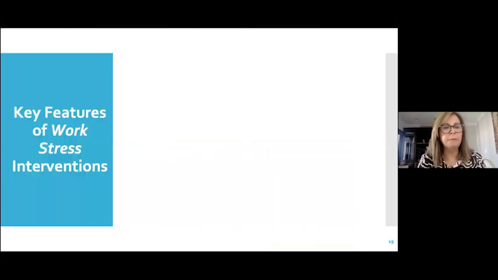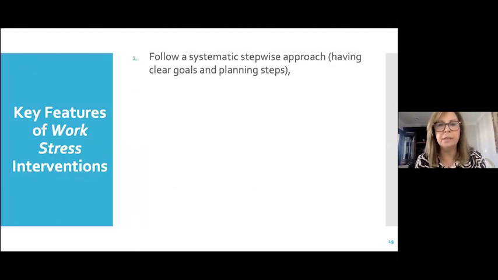So when planning an intervention, there are several key features that you need to consider. The first is that the intervention should have clear goals and objectives and follow a systematic and stepwise approach. You need to understand what it is that you're trying to change in order to plan an intervention appropriately related to what you're trying to achieve.